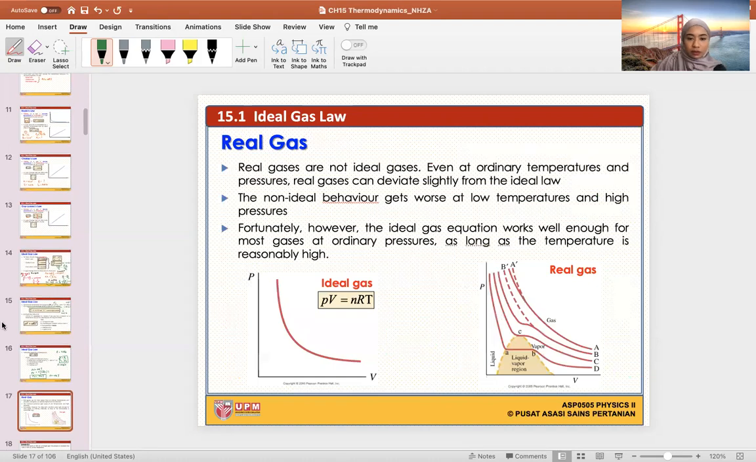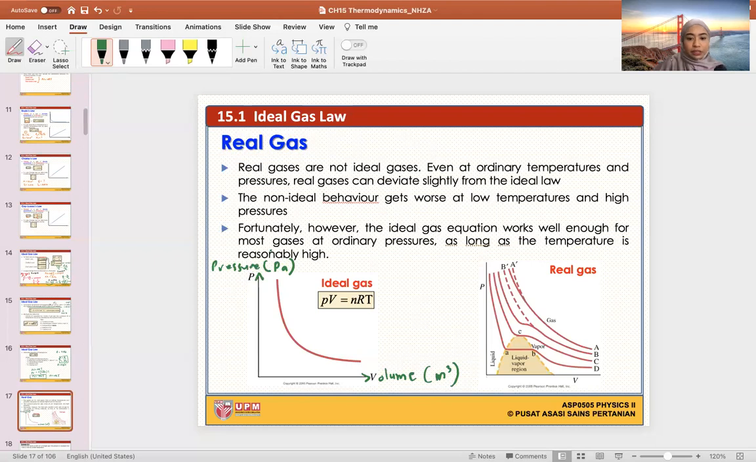Okay, so real gas are not ideal gas. Kita buat assumption je. Even at ordinary temperatures and pressure, real gas can deviate slightly from the ideal gas law. So this is a PV diagram. We call this a PV diagram. It has pressure for the y-axis and volume for the x-axis. So meter cube, this guy is in Pascal. This should be in pressure.